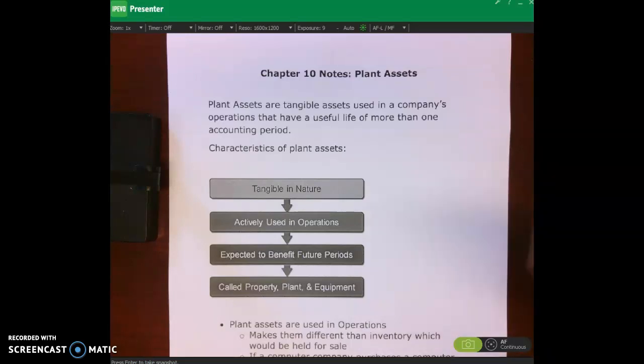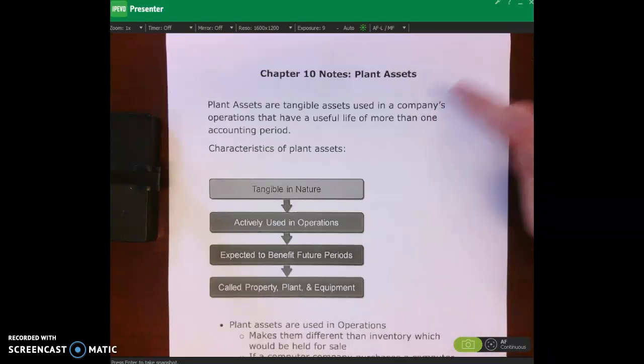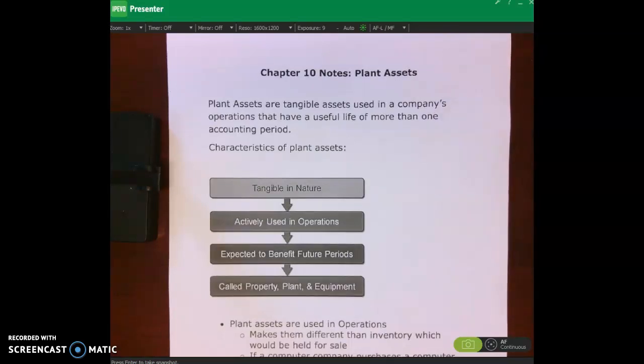It also has a useful life of more than one accounting period. And remember, we've had those discussions before. What do we mean by accounting period? We're typically talking about 1 year. Okay? So it's used for more than 1 year. Is a building, you know, I'm in this classroom building, Woodard. Is this going to be used for more than 1 year to educate students? Yeah, absolutely. So this building, it would be a plant asset for Mary Washington.